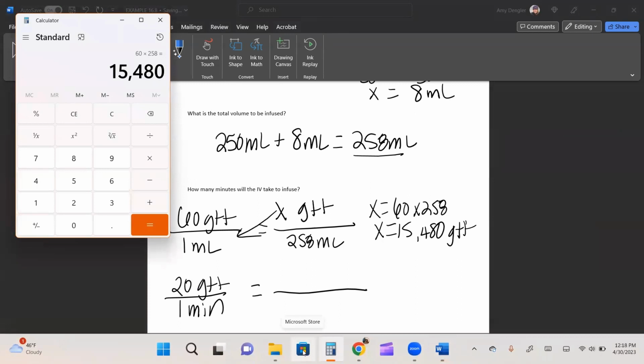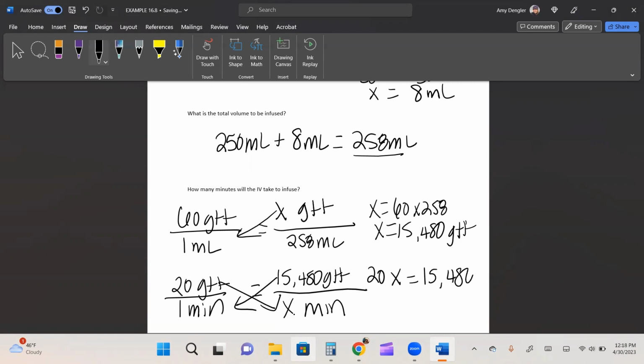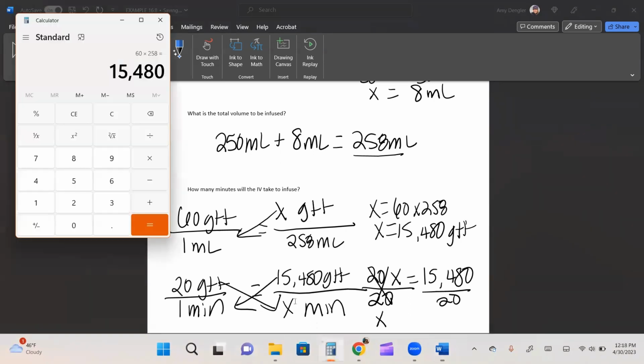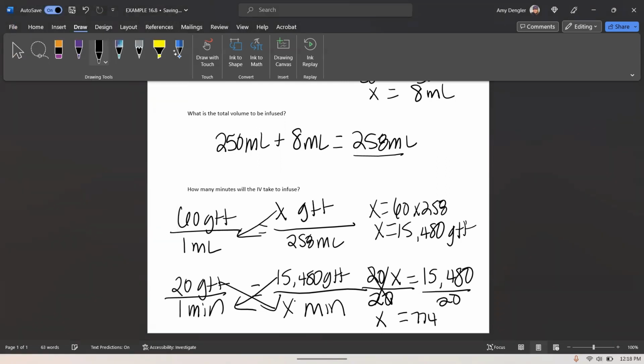Okay, and then down here, I'm going to plug in that 15,480 drops. And my x will be here. So 20x is equal to 15,480 times 1, which is just 15,480. We want to get x alone. So we're going to divide each side by 20, which means x is equal to 774 minutes.